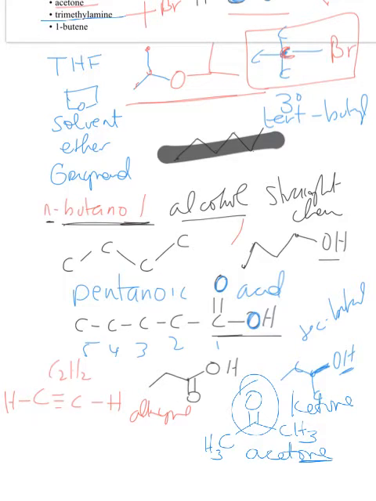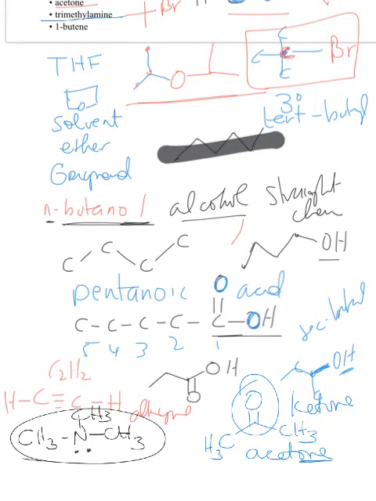Trimethylamine, this is a base, and it's also a nucleophile. So trimethylamine, there's 3 methyl groups on the nitrogen, and if you notice here, nitrogen is one of those happy molecules. It has a formal charge of 0 because it has 3 covalent bonds and 1 lone pair.